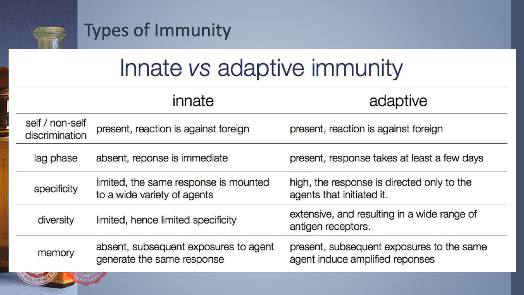Immunity can be classified as innate or adaptive. This table shows the characteristics of each. The next two slides will present what cells are primarily involved in either the innate or adaptive immunity, as well as the cells that have overlapping roles, and the different types of lymphocytes.